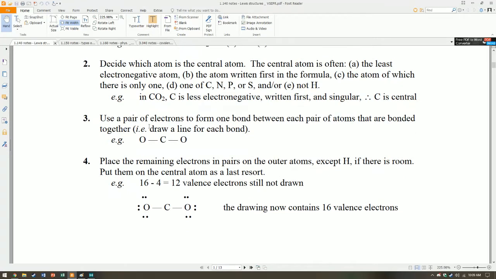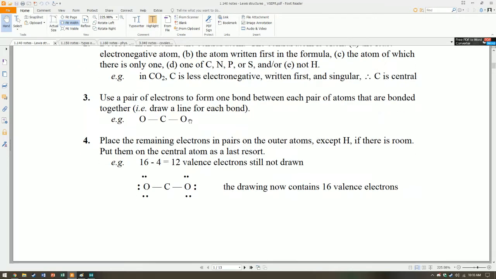We can use a pair of electrons to form a bond between each pair of atoms that are bonded together, so draw a line for each bond. So draw one bond first, linking each one, and then for every bond, subtract 2 electrons from the total number of valence electrons you started with originally. This will make sense if I do a worked example. And then lastly, put the remaining electrons in pairs on the other atoms, except hydrogen, if there's room for it. Put them on the central atom as a last resort, generally.